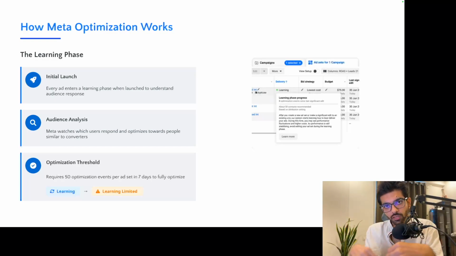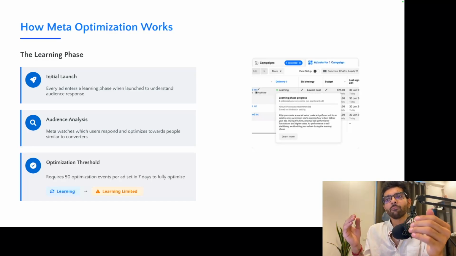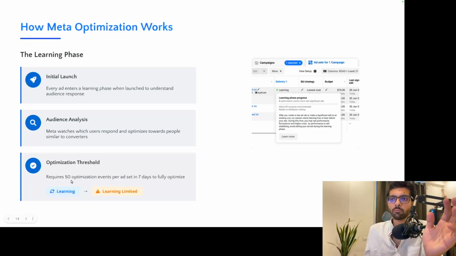And for the optimized delivery, right? So as we say, the learning phase will happen. To cross the learning phase, Meta recommends having 50 optimization events in 7 days, right? That's when it will move from learning to an active stage. If that doesn't happen, right, it will go into learning limited, right?